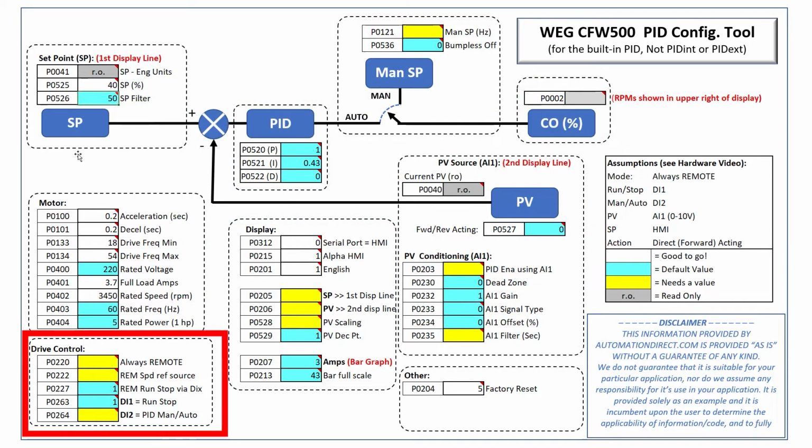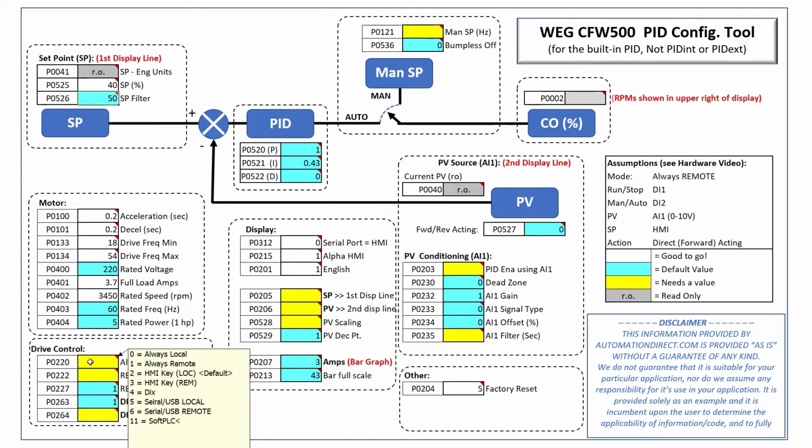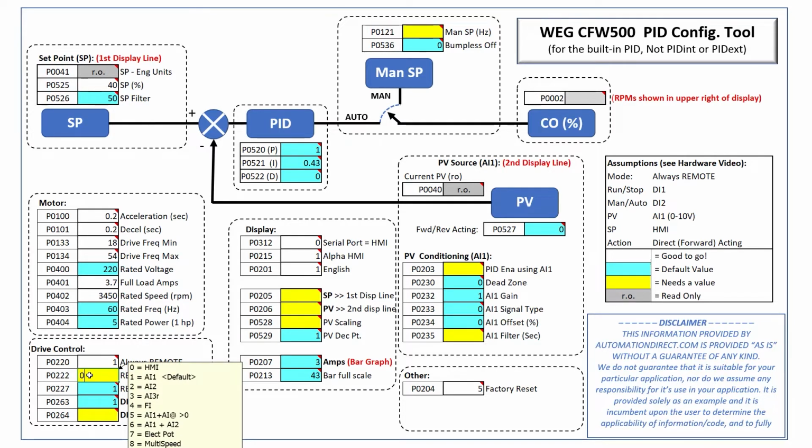Let's set up the drive control. To keep things simple, we're going to set this drive up for remote mode only. That way we don't have to remember to make sure what mode we're in. Again, the little red triangle reminds us there's a note that has all the relevant options listed out. Looks like we want a 1 for remote only, so I'll enter that here. We'll use the HMI for speed reference, or set point. The drive defaults to having a digital input control run stop in remote mode, so we'll keep that blue default value too. Digital input 1 is the default for run stop in remote mode, so that's good too. And we'll use digital input 2 to control the manual auto operation of the PID loop, which is a 22.